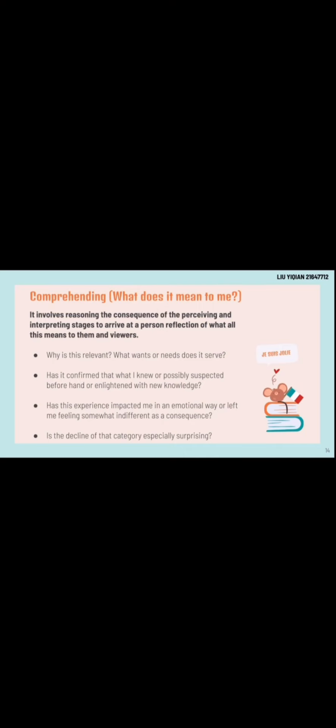And the third stage is comprehending. What does it mean to me? It involves reasoning the consequences of the perceiving and interpreting stages to arrive at a personal reflection of what all this means to them, the viewers. Why is it relevant? Why does one student do it? So it is really a simple demonstration to further illustrate the process of understanding.